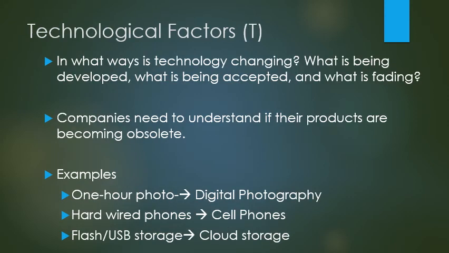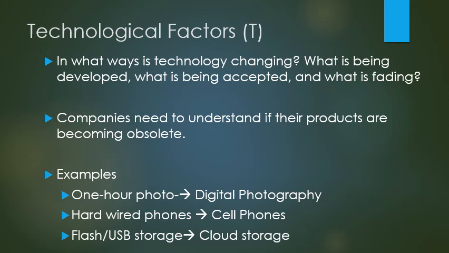The final element of PEST analysis is the T, technological factors. Companies need to be asking, in what ways is technology changing, okay? What's being developed, what's being accepted, and then what is fading away. Okay, they need to understand if their products are becoming obsolete, okay? Or are they developing the products of the future that the consumers are going to want, a year down the road, 5 years down the road, 10 years down the road.